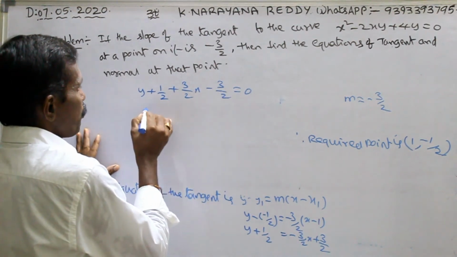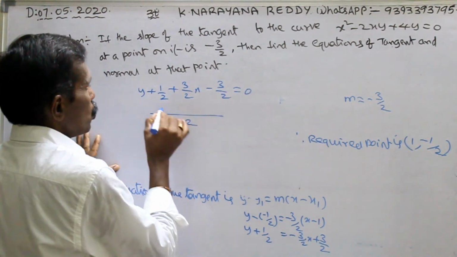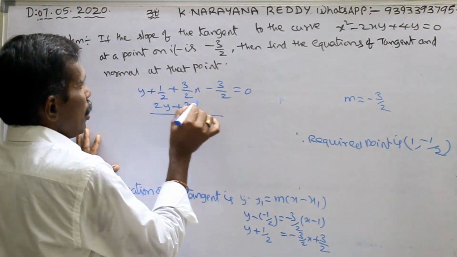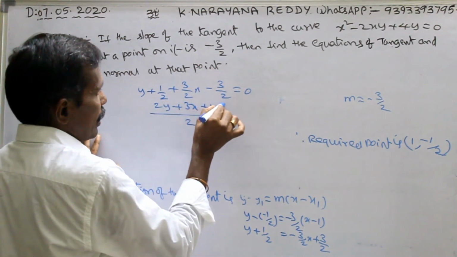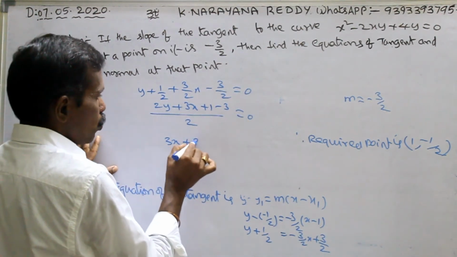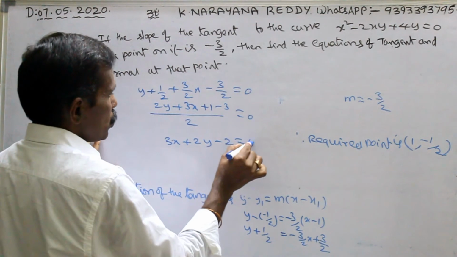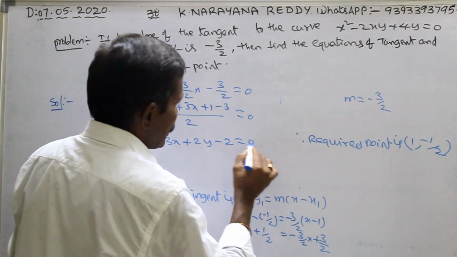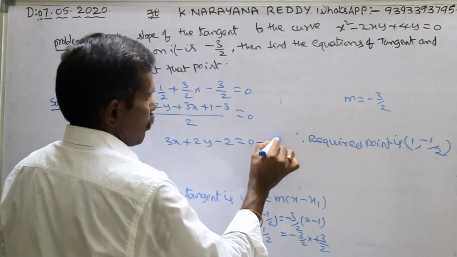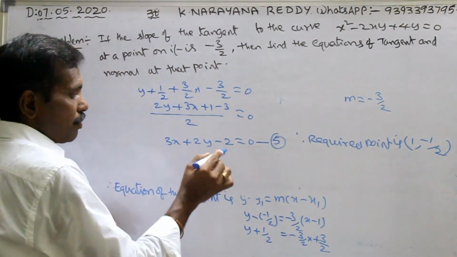Okay. Now, what is LCM? 2. 2y plus 3x plus 1 minus 3 equals to 0. Now 3x plus 2y minus 2 equals to 0. That is the equation of the tangent. Okay. This is number 5. This is the equation of the tangent.